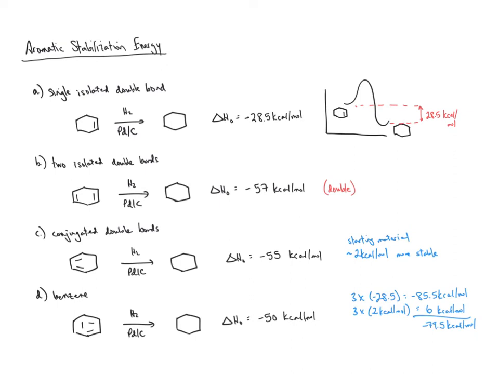So how large is this aromatic stabilization energy? Well, it's 85.5 minus 50, so 35.5 kcals per mole. And so there's something special about aromatic molecules that can explain a lot of their stability and their reactivity. So how do we determine or predict aromaticity? Well, we follow what's known as Huckel's rule. So Huckel's rule states the following.